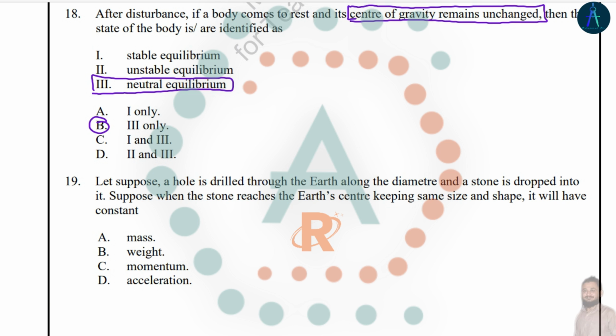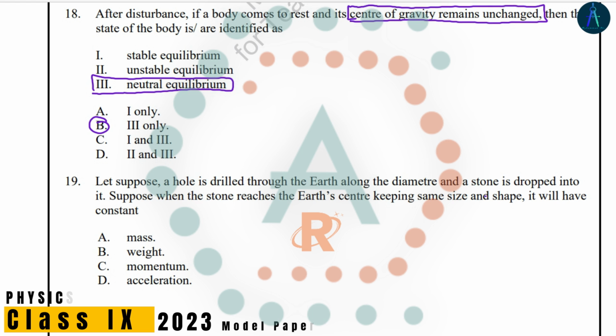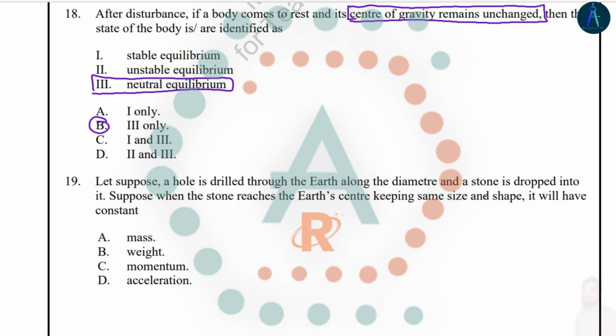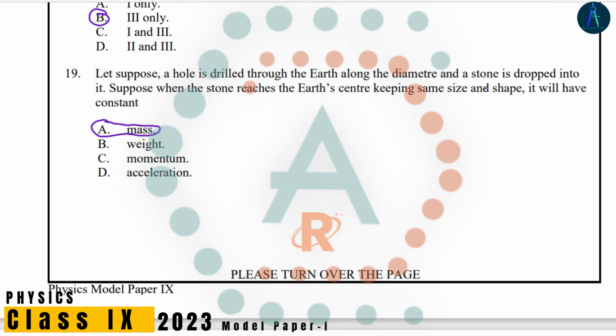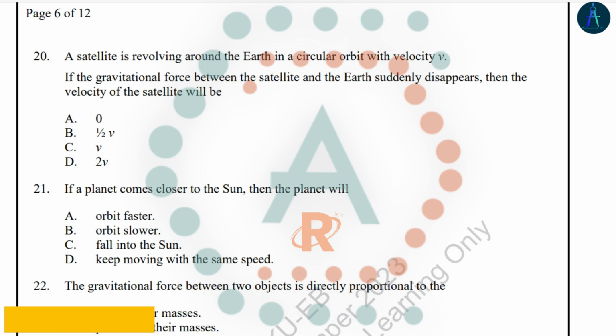Let's suppose a hole is drilled through the surface of the earth along the diameter and a stone is dropped into it. Suppose when a stone reaches the earth's center, keeping the size and shape same, it will have the constant mass. Weight of the object would change, momentum and acceleration will change, but the mass is a quantity that always remains constant.